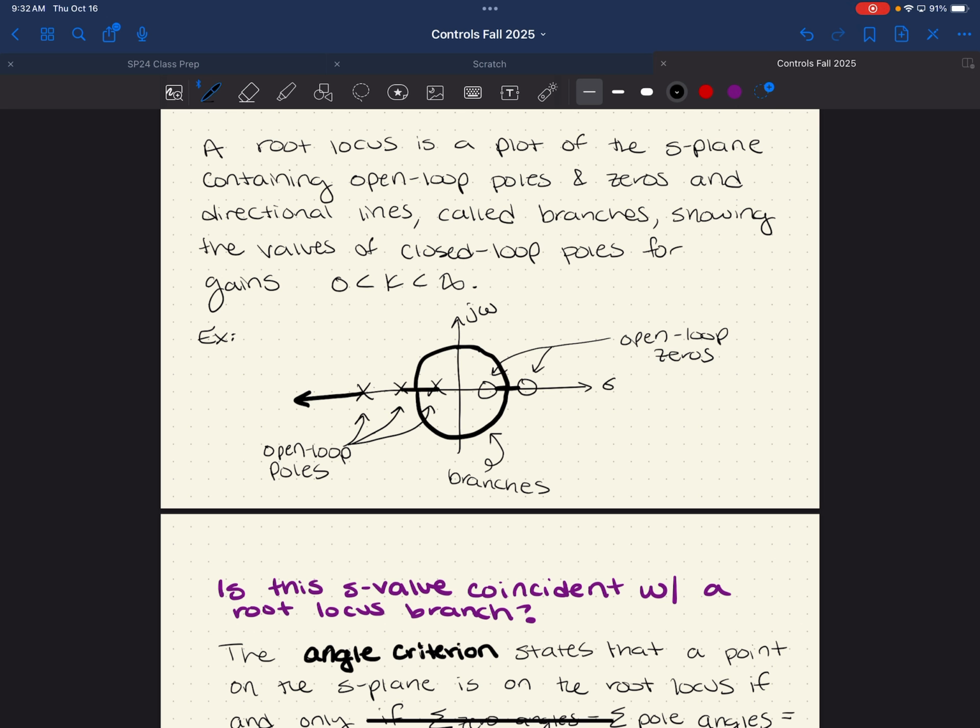Open loop, right? And then we had these things called branches that are those solid black lines. In MATLAB, they have pretty colors, but for me, they're solid black lines. And those are what? Open loop or closed loop poles? Those are the closed loop poles for all the values of k from 0 up to infinity, okay?